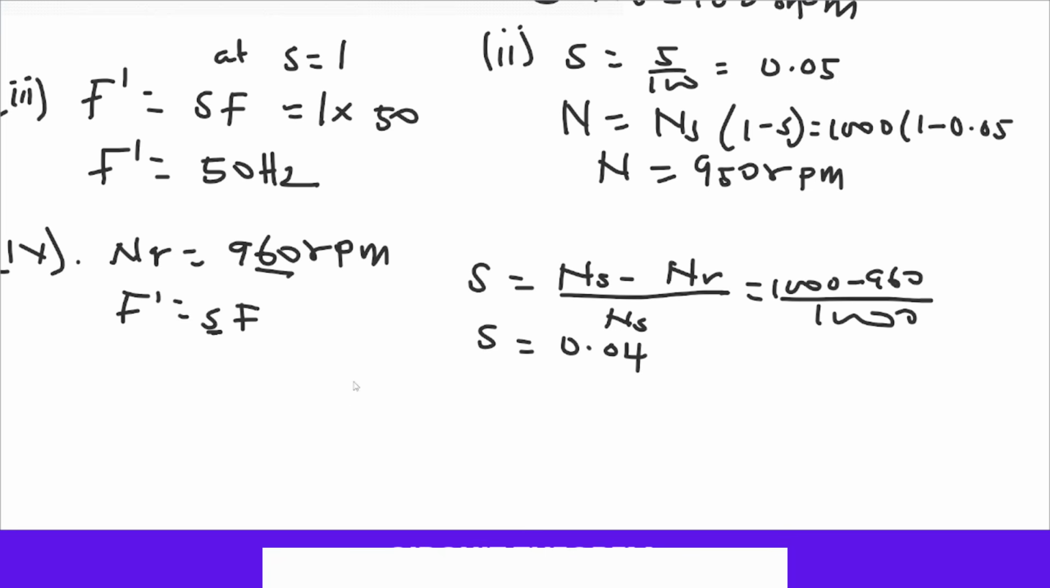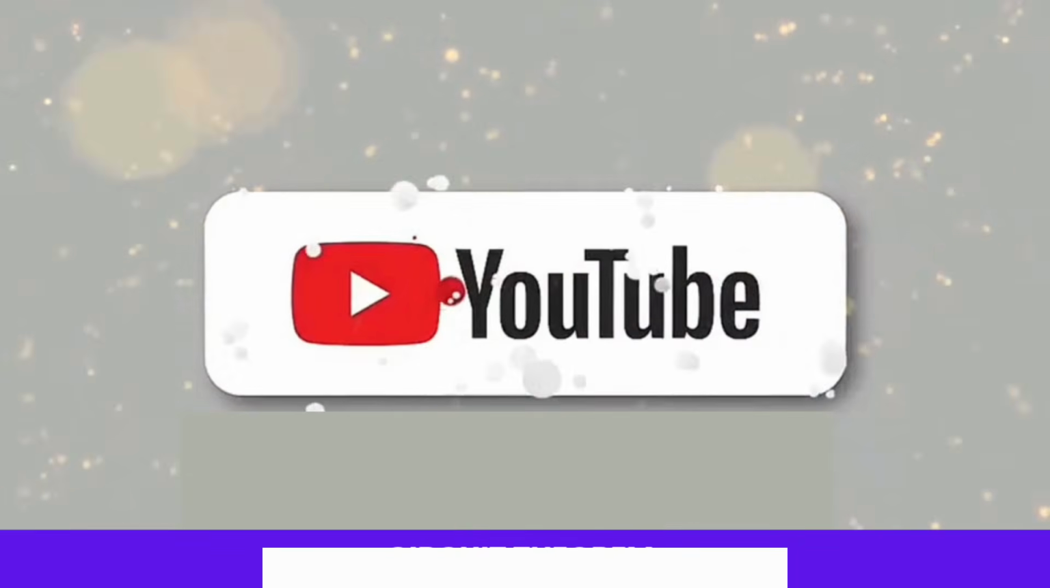Okay. So it means that our frequency will be equal to the slip, which is 0.04, times the frequency. Here the frequency was actually 50. Okay, so this one will give us the corresponding value of 2 hertz. Okay, thank you very much.